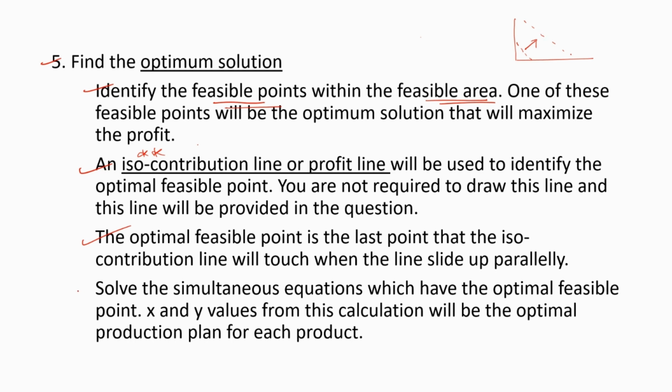Then what we have to do is solve the simultaneous equations which have the optimal feasible point. X and Y values from this calculation will be the optimal production plan for each product. Now let's do an example so you can understand these steps clearly.